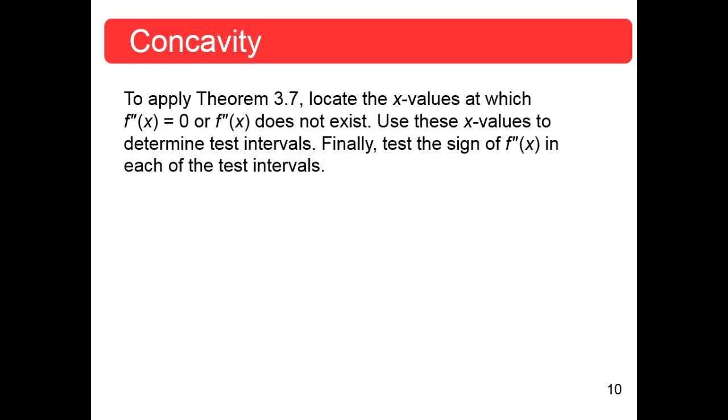Finally, test the sign of f double prime in each of those test intervals, and then you'll know whether it's concave up or concave down. At 0, it's neither, okay? Where it doesn't exist, it's neither. On one side or the other of those values, it may change or it may not change. That's what you've got to test. Okay?